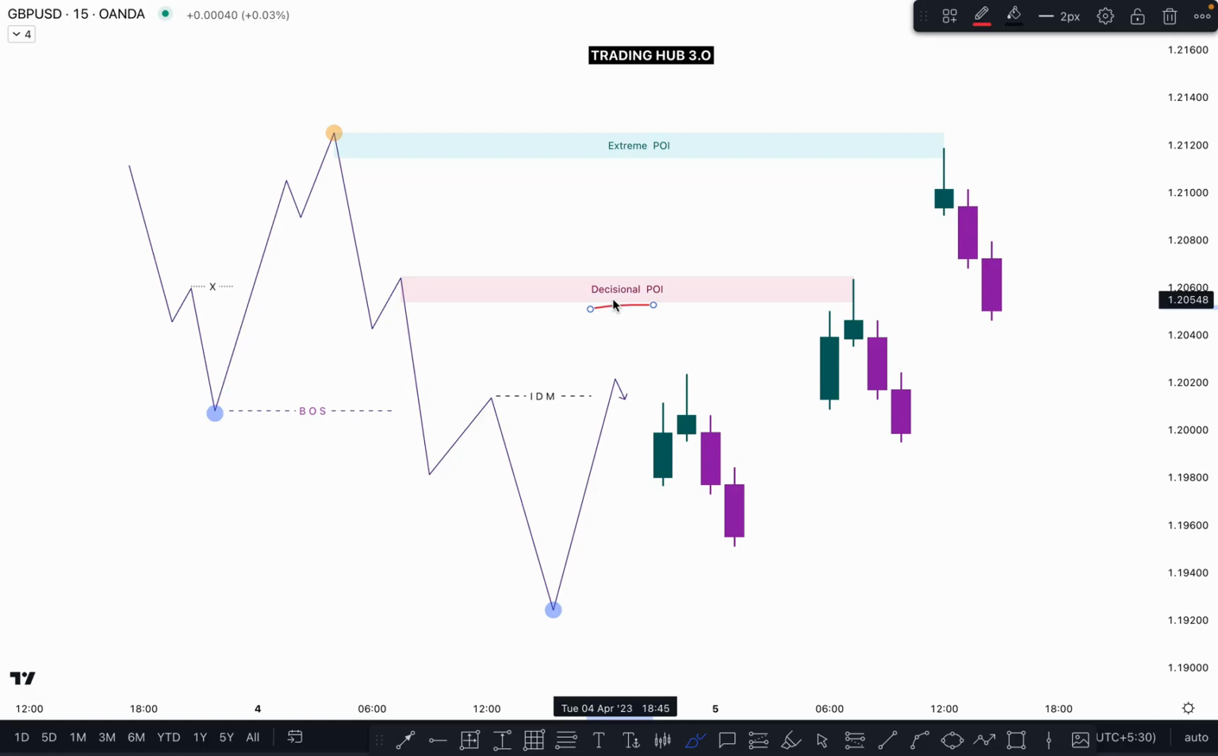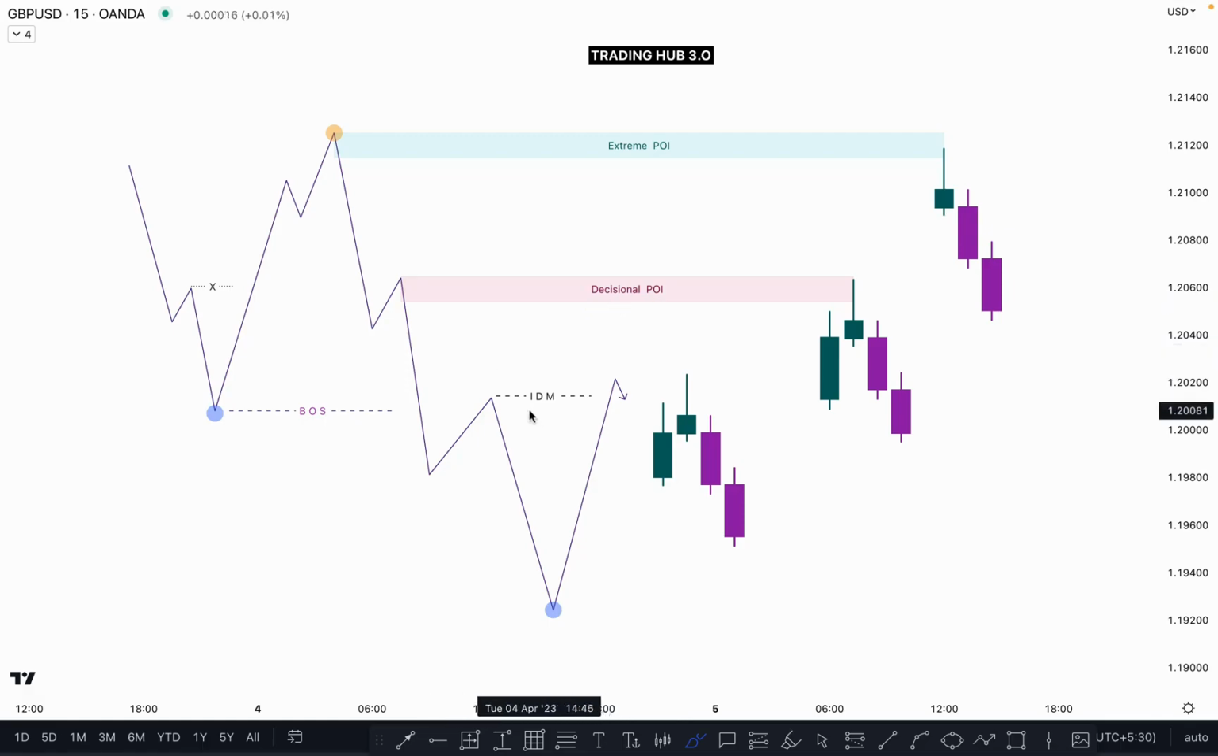To take this type of confirmation, I use the single candle order block, which I cover in this video. This is very important and very powerful for you. This process will help you understand what happens when the market taps on your decisional and extreme POI, and how you can deal with it in a candlestick formation, right?